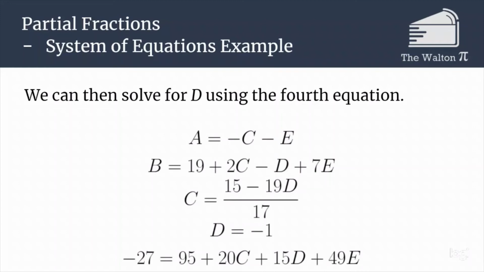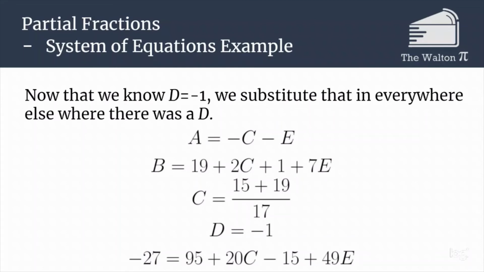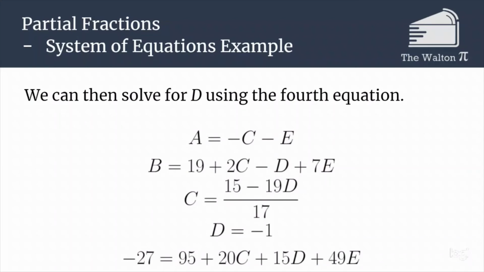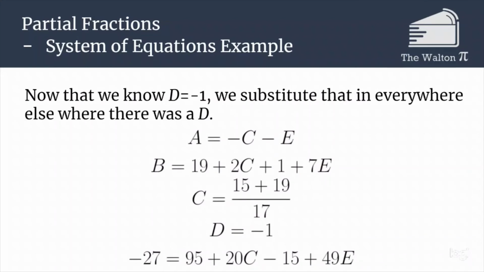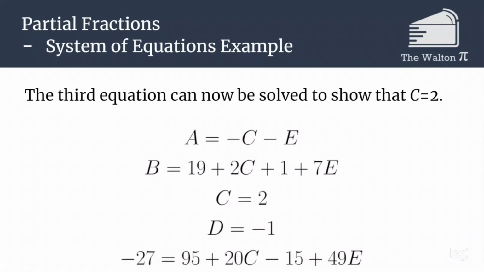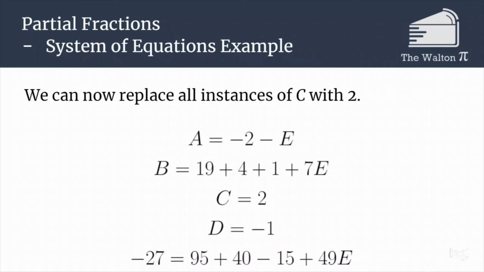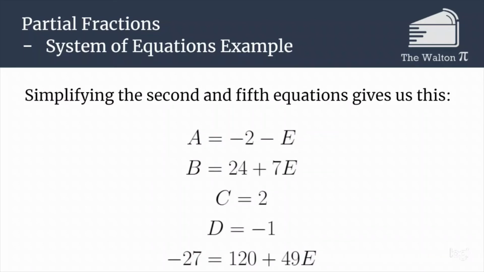We now have a number for one of our variables. So we can plug that in to our third equation to solve for c, and we can also replace all other d's with negative 1. In our last equation, the plus 15d became a minus 15, and plugging negative 1 in everywhere there was a d, we are then able to find that c is 2, and then we can plug that in everywhere that there was a c, and we can combine a bunch of terms and simplify.